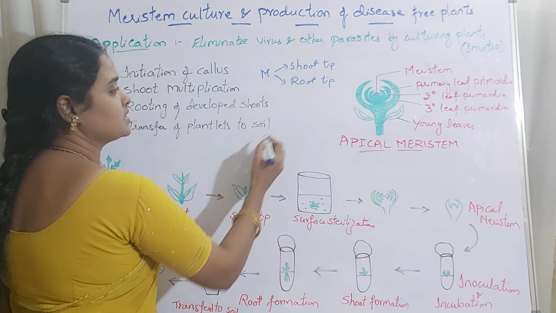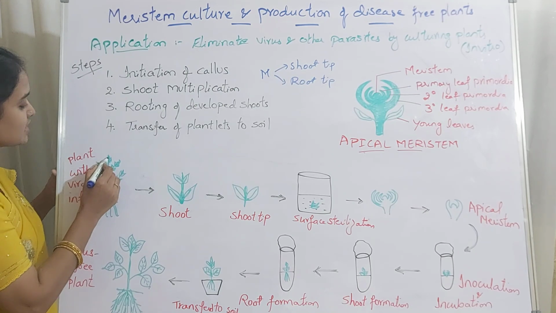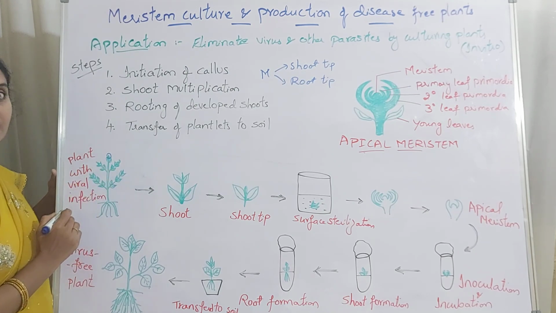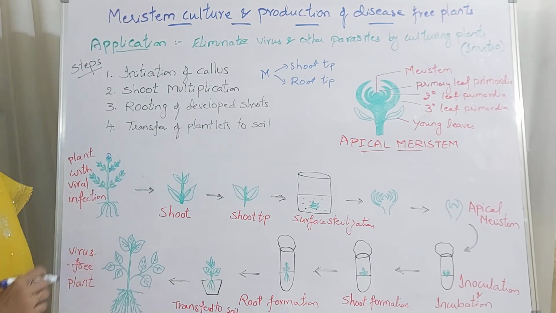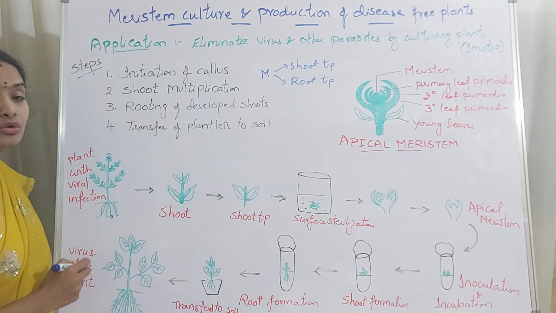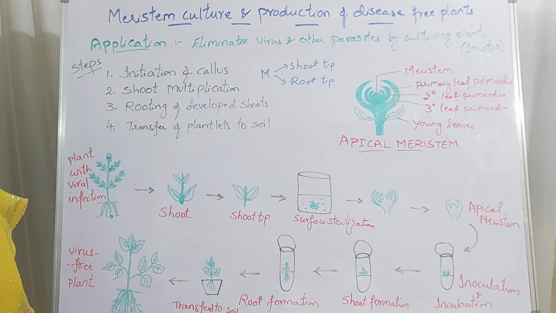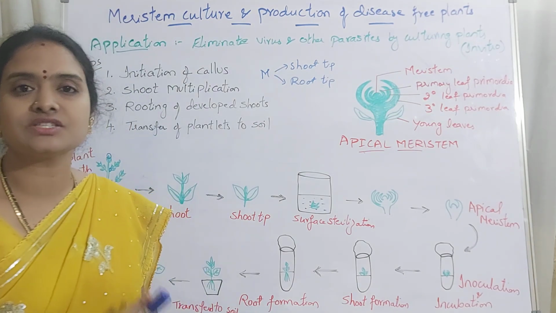Apical meristem means if it is at the tip of the plant, you call this as apical meristem. Right? If it is at the axil of the leaf, then you call it as axillary meristem. Or if it is at the tip of the root, then you call it as root tip meristem. So here you can make use of any meristem in order to produce the disease-free plants.